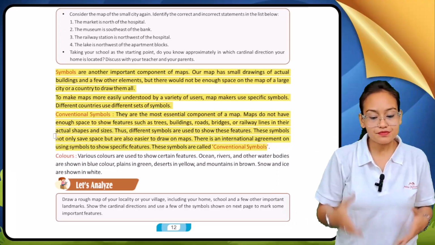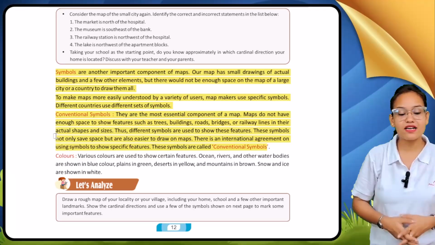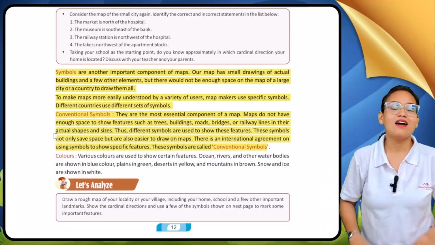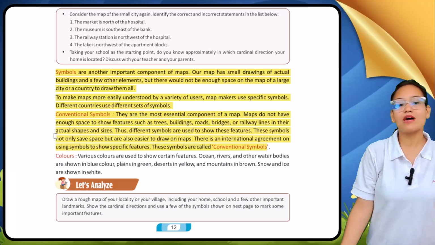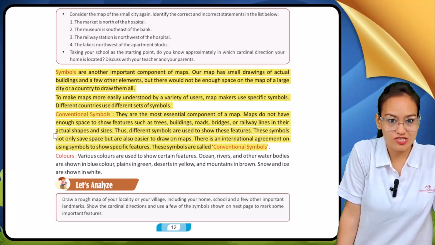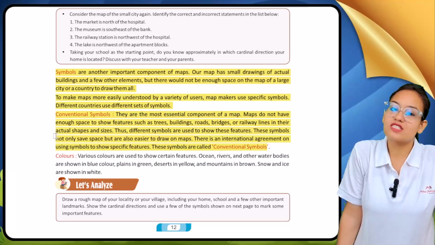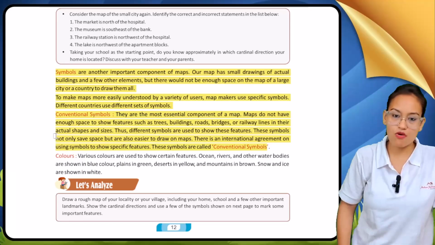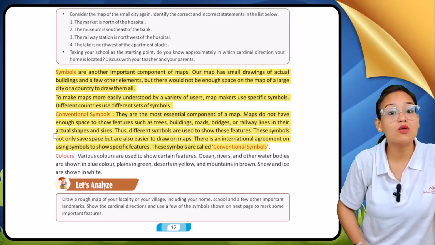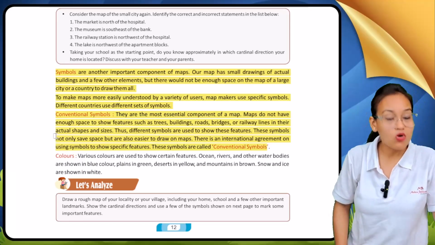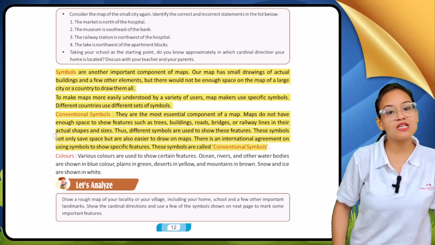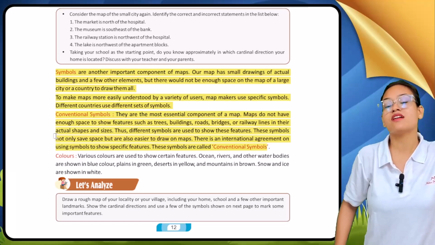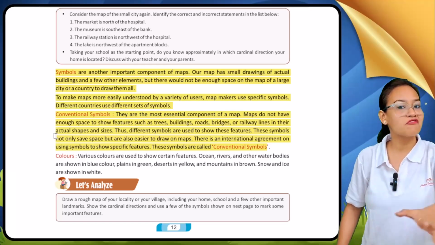Okay, there is an international agreement on using symbols to show specific features. And see, there is not a single mind behind accepting these conventional symbols. The use of these symbols is not only accepted by our country India, but it is worldwide accepted. You can see the hospital symbol is the same in India as well as in the European countries, the US, South America, Africa, or Australia.